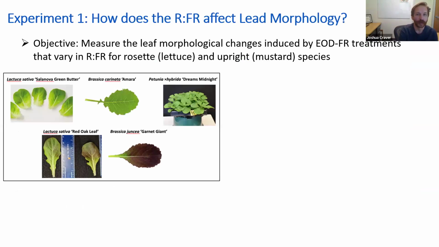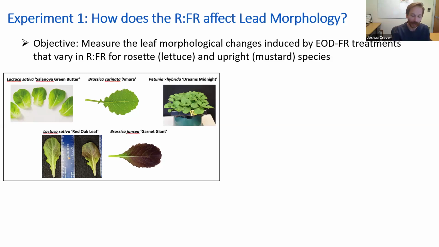So our first experiment that we have planned, the one I'm building right now, we're asking the question: how does the red to far red ratio affect leaf morphology? That says lead morphology, that's my bad. Leaf morphology. And we're going to be measuring the leaf morphological responses induced by end-of-day far red treatments that vary in the red to far red ratio. This is really the experiment that sets a baseline.